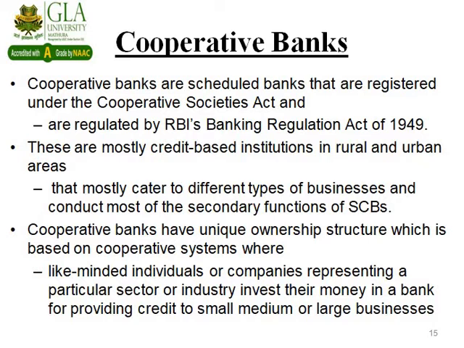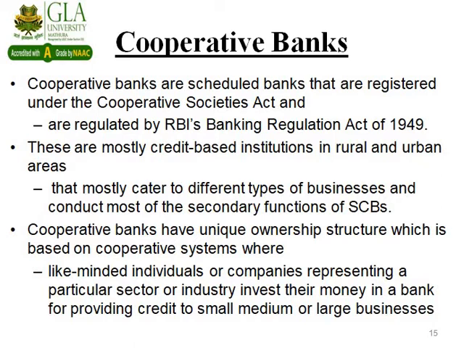Now coming to the conceptual part, these are mostly credit-based institutions working in the rural and the urban areas. The concept says that they mostly cater to different types of businesses and conduct most of the secondary functions of scheduled commercial banks. We have also seen in the previous videos about the functions of the commercial bank, primary and secondary. So the majority of the services and products performed by cooperative banks are the secondary functions of the scheduled commercial banks.